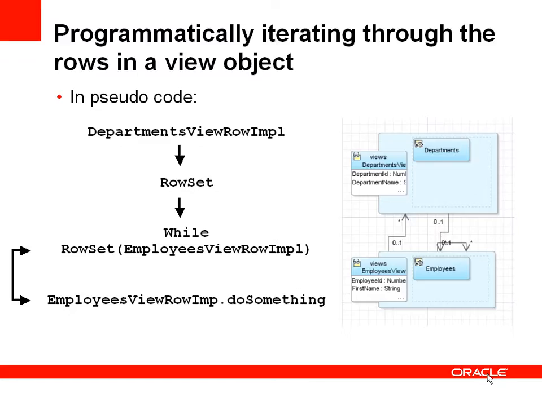So the classes we'll use are the department's ViewRowImpl, and that will point to a RowSet. And then we'll iterate around that RowSet, getting employee ViewRowImpls, so lots of rows of each employee record, and then we'll do some action on it. We're going to call the setSalary method. So let's look at this in a demonstration.